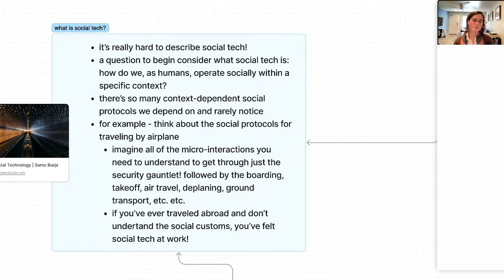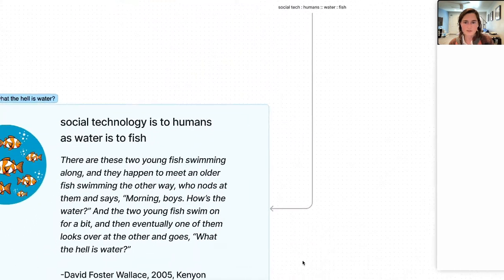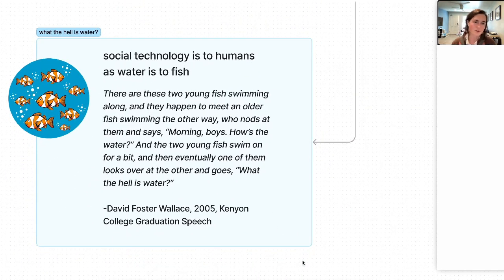And I think the reason why it's hard to describe is because, and I'll jump down actually here first, social technology for humans is like water to fish. I have a quote from David Foster Wallace about two young fish swimming along, and they happen upon an older fish swimming the other way who nods at them and says, "Morning, boys, how's the water?" And the two young fish swim for a bit, and then eventually one of them looks over at the other and goes, "What the hell is water?"